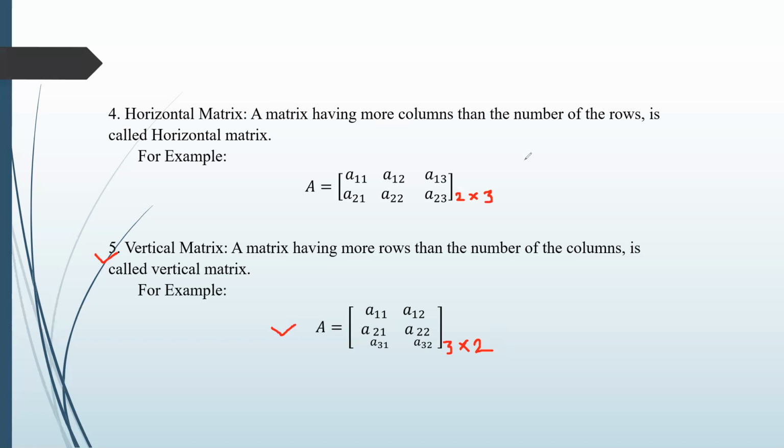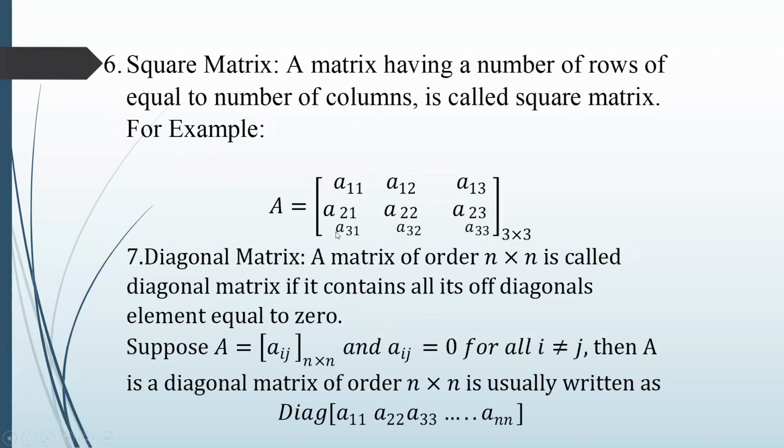Now is it clear? What is a horizontal matrix? What is a vertical matrix? Okay. So now we go for the next, square matrix. If a matrix has the number of rows equal to the number of columns, it is called a square matrix. If we have a matrix of order 3 by 3, it means it has 3 rows and 3 columns, which is a square matrix.